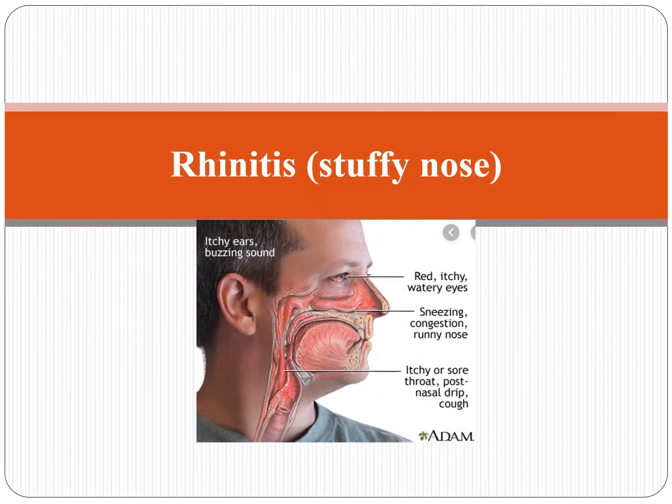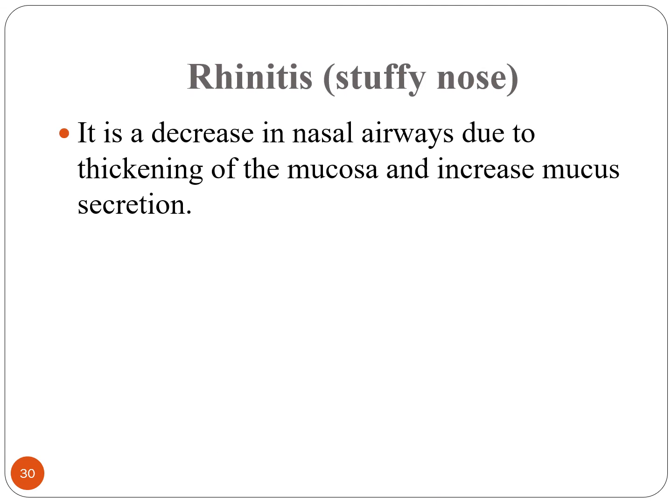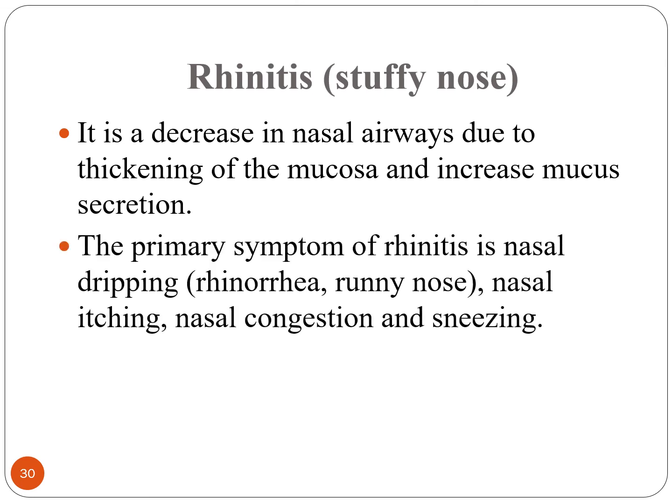Now let's talk about another respiratory disorder symptom, a mild symptom, rhinitis or stuffy nose. Rhinitis is a decrease in the nasal airways due to thickening of the mucosa and increased mucus secretion. This is accompanied by symptoms that are the primary symptoms of rhinitis. Rhinitis is also sometimes called allergic rhinitis and hay fever. Seasonal rhinitis is also a type of rhinitis.